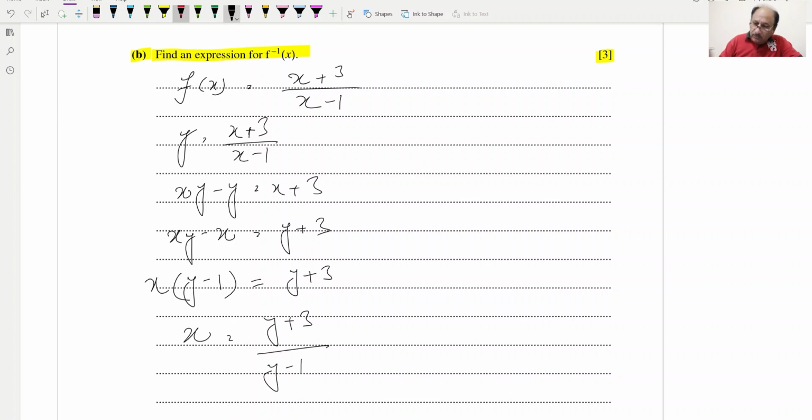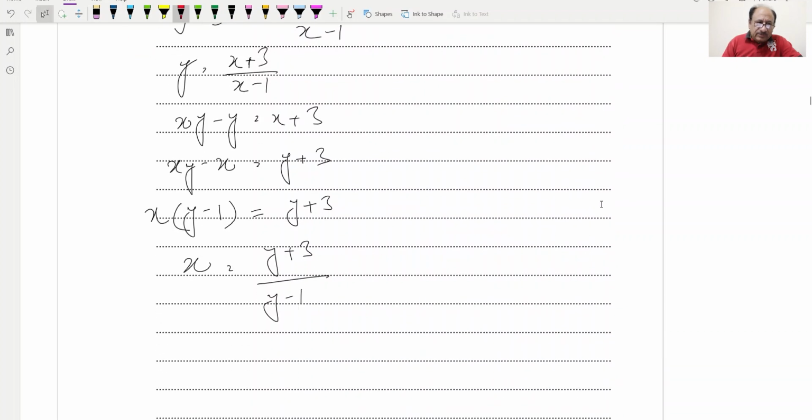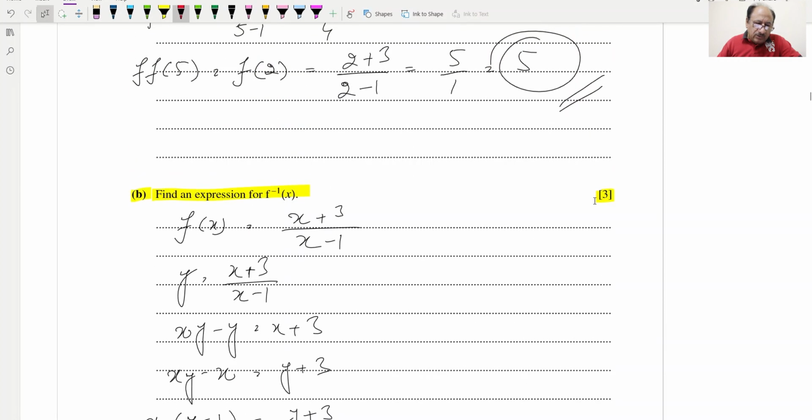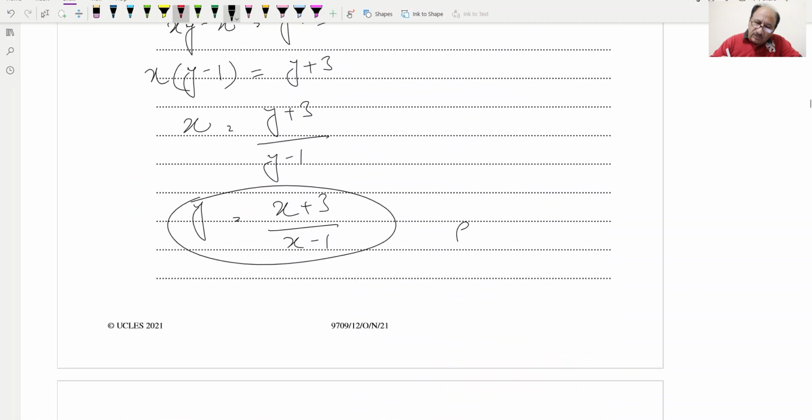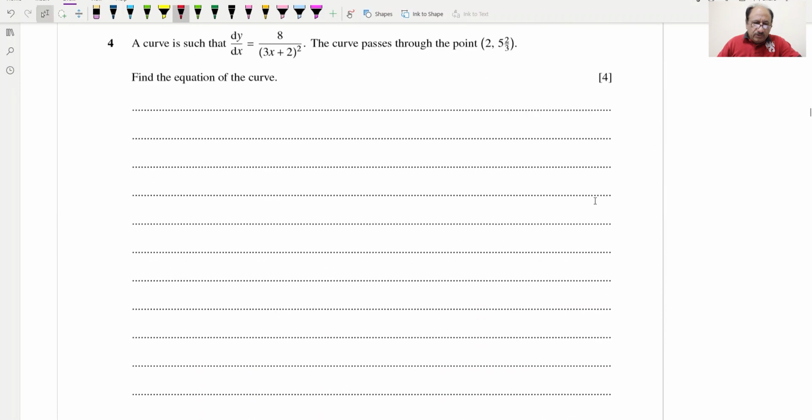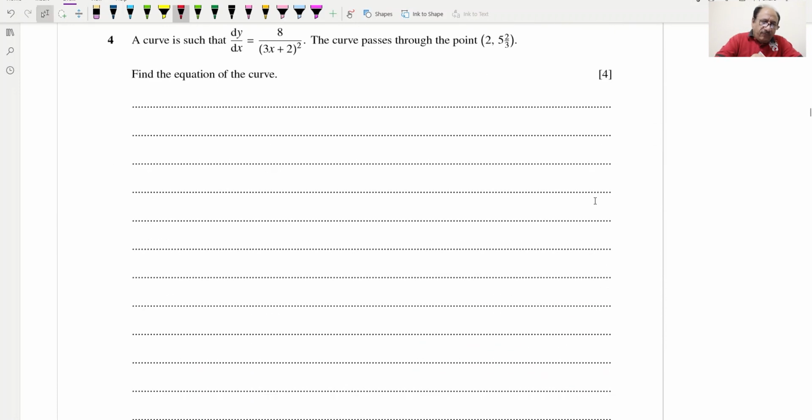So x is equal to y plus 3 over y minus 1. Now we can swap x and y, so y will be equal to x plus 3 over x minus 1, and this will be basically our f inverse. They are asking for f inverse of x, so we can write f inverse of x is equal to x plus 3 over x minus 1. This will be our final answer. Hopefully you understood this.